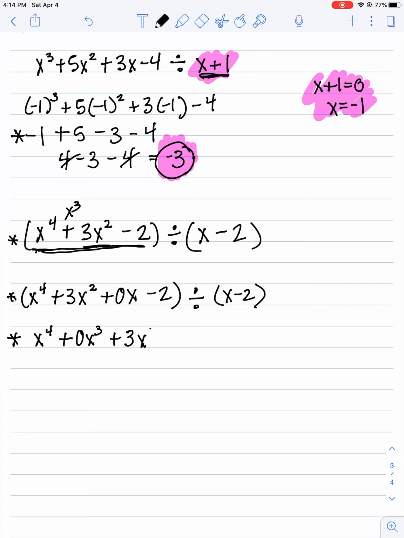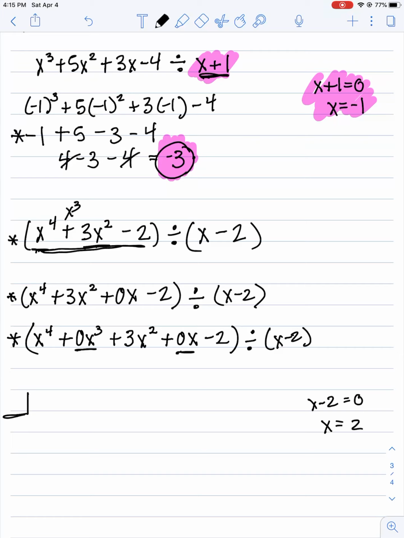Let's fix our mistake. So we've got x to the 4th plus 0x cubed plus 3x squared plus 0x minus 2, okay? So I had to have 2 placeholders, okay? I was so stuck on getting a placeholder, I didn't even realize it. So we've got 2 placeholders. We've got a placeholder for the x cubed, and we've got a placeholder for the x, okay? And this is perfect. Divided by x minus 2. So let's use synthetic division and give you one more example. If I take x minus 2 and set it equal to 0, I get x equals a positive 2. So over here in my little box, I put a positive 2.